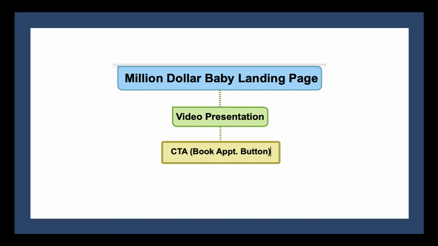Now, as you can see, this is my schematic for my $1 Million Baby landing page. It's got a title. I have envisioned a video on it, and then a CTA, which is the most important element of a landing page. CTA is short for call to action. And in this example, the call to action is going to be a button that they click on, and they can book an appointment on Zoom with me. And of course, this is going to lead them to you.